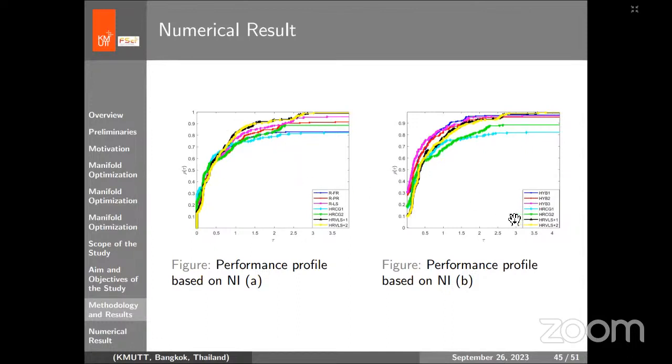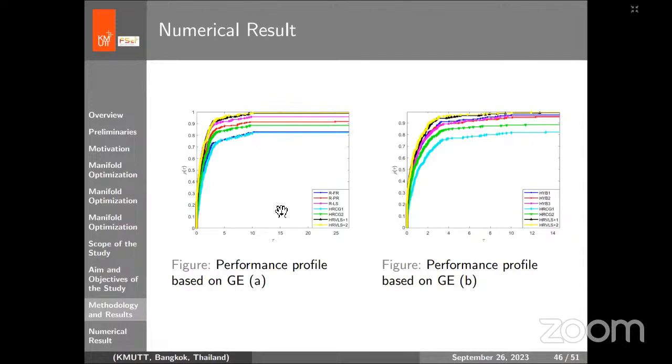These are the graphs obtained after solving the problems, which show that our hybrid methods, HRCG1, HRCG2, HRVLS plus 1 and HRVLS plus 2, are compared based on number of iterations and number of function evaluations. We can easily see that our two hybrid methods, the hybrid method with regard to VLS and the hybrid method with regard to VLS2, are able to solve all the test problems without failing. Also in the next two graphs, which are based on gradient evaluation, two of our proposed hybrid methods are able to solve all the given problems without failing.